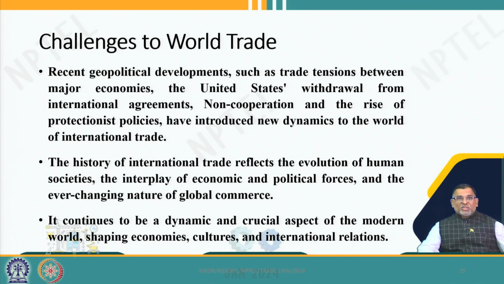Then if you look into the challenges to world trade, in some cases the United States will come back to the GATT and WTO very soon, but we can clearly say that the United States will come up with certain good ideas like the ITO, and then later on withdraw. Like now, they are objecting to the appointment of appellate body members in the dispute settlement system, a non-cooperation. This is a part of world politics, but it is a part of international trade as well. It is affecting international trade.